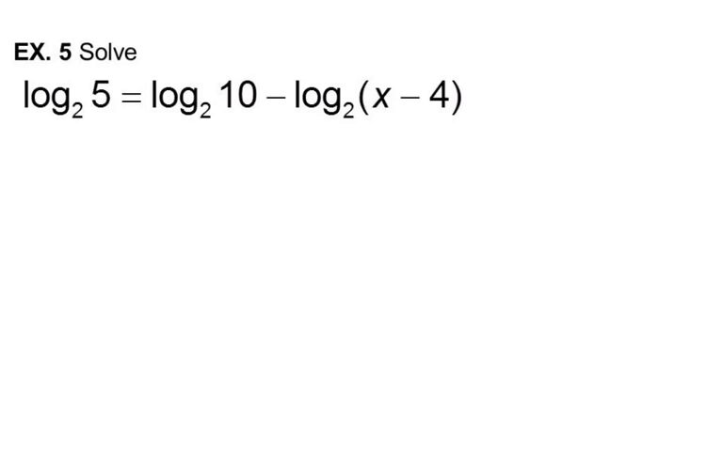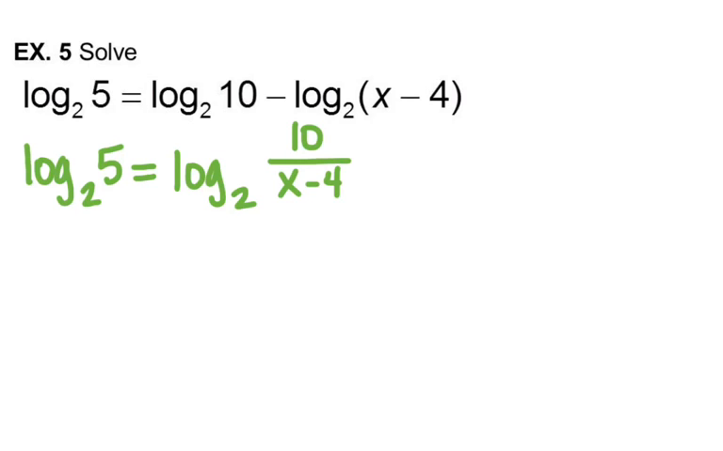Okay, example 5, log base 2 of 5 equals log base 2 of 10 minus log base 2 of x minus 4. What I want to do first is on the right-hand side, I want to condense that to a single logarithm. So log base 2 of 5 equals, since I have two logarithms that are being subtracted and they have the same base, that changes to division. So log base 2 of 10 over x minus 4. Now that I have a log equals a log and they have the same base, I can drop the logs and set 5 equal to 10 over x minus 4.